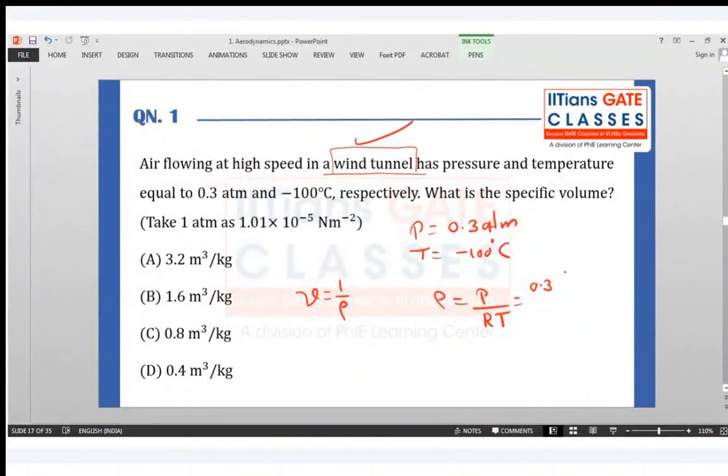Now can somebody tell me what's wrong with the question? Can you identify the mistake in the question? The temperature that is given is minus 100 degrees Celsius. Minus 100 degrees is okay, that's possible. Even when we do experiments in the wind tunnel, if the flow accelerates too much, you might get minus 100 degrees Celsius. That's not a problem. Minus 100 degrees is a possible temperature. What is the other mistake?